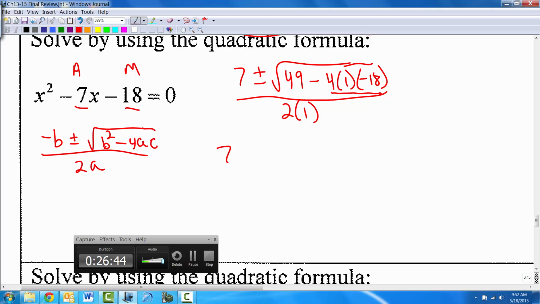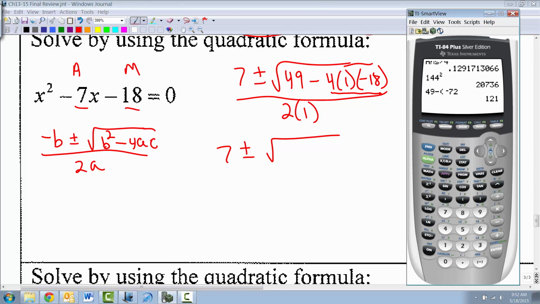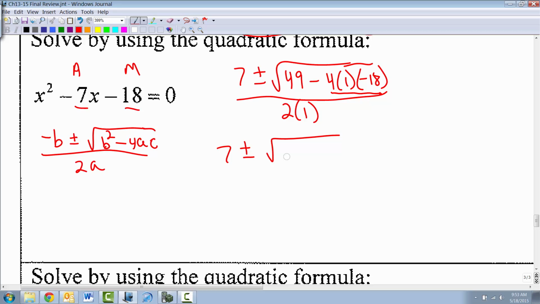All over 2a. All right, 7 plus or minus square root of... Let me go get the calculator. I know it's going to be a nice number. Okay, so you get 121 in here. 4 times negative 18 is negative 72. And again, I, like a robot, typed in minus negative just to verify that you get plus, and then it ends up being 121. Now, what's the square root of 121?